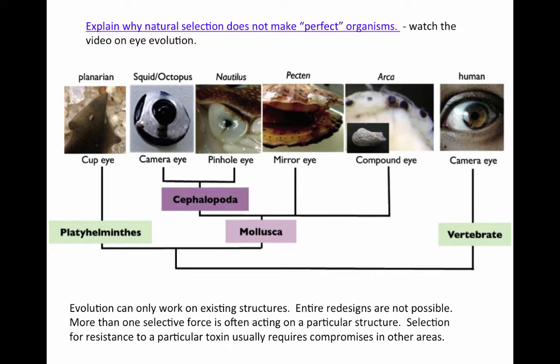So from that video, you should have gathered that evolution basically only works on structures that already exist. It can't do really grand redesigns. It can only work on what it has, and so if there is a stepwise progression of adaptations that have to lead to a different structure, if there's no way to get from point A to point B, it can't happen evolutionarily.